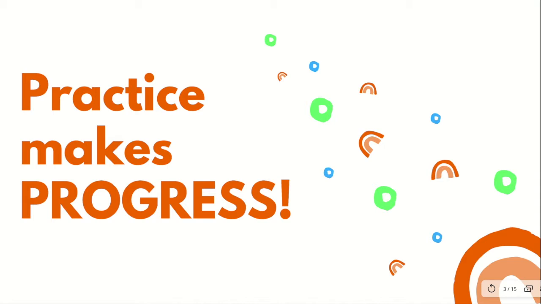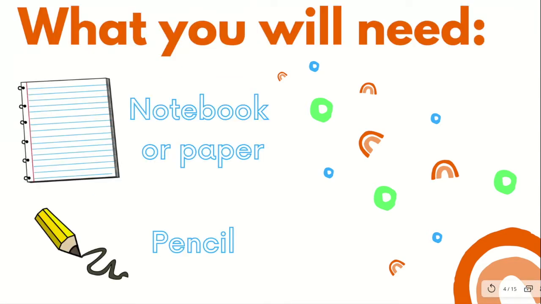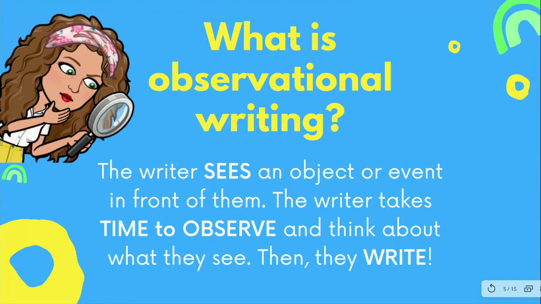We know that practice makes progress, and we hope that all of our students make progress in the area of writing. So to do observational writing, all you will need is a notebook or pieces of paper and a pencil. Observational writing is a time where the writer sees an object or an event in front of them. The writer takes time to observe and think about what they see, then they write.